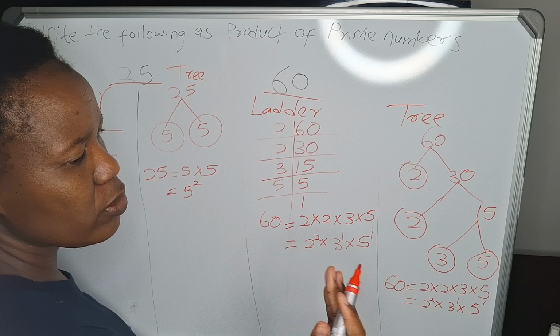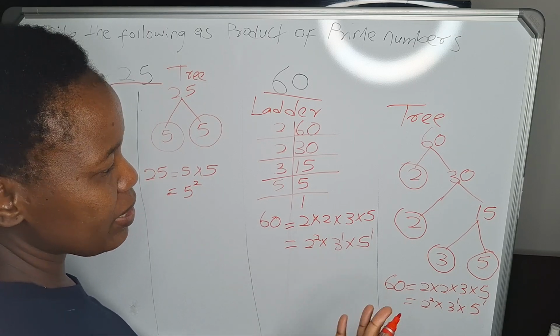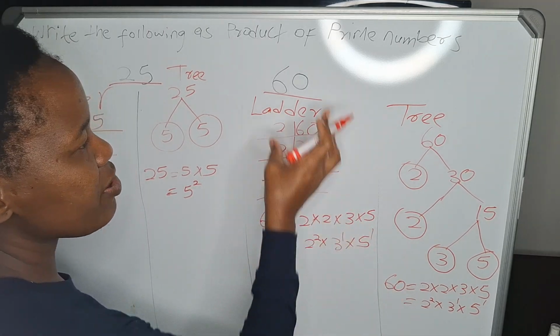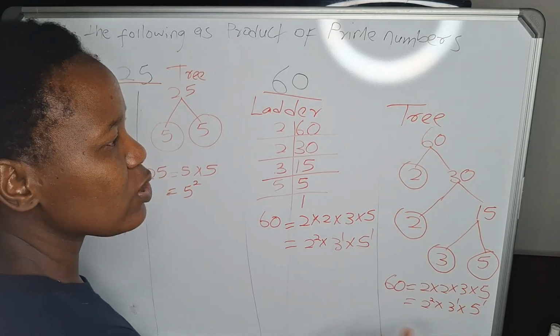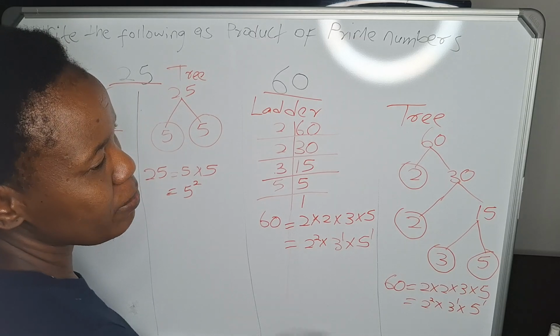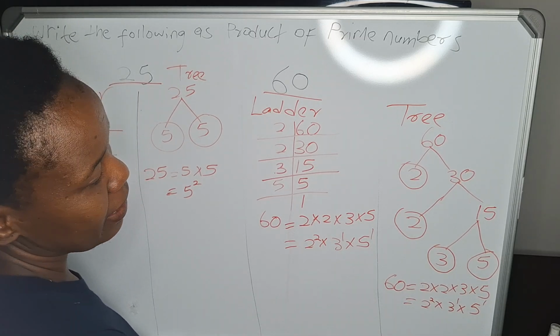So you do the method that you understand better. Even if your teacher only taught you the ladder method, if you do it with the tree method, if it's the one that you understand, they should still give you the mark. They will give you that mark.